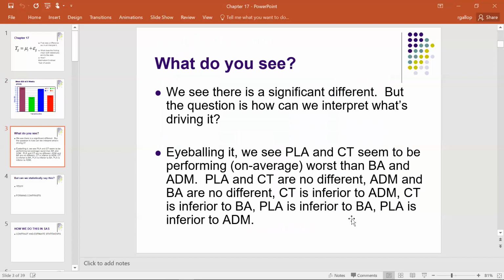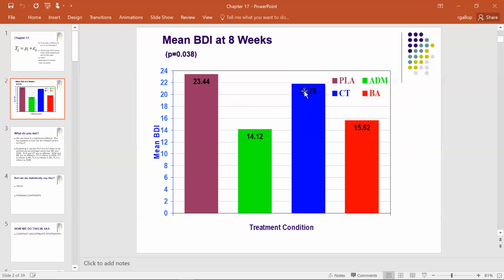So again, what we see driving that overall effect, we see placebo and cognitive therapy seem to be performing on average worse than BA and medication. It appears placebo and CT are no different. That's what we see. Again, we can't really quantify no difference unless we go through that bioequivalence topic we did last week. But it appears CT is inferior to medication. CT is inferior to BA. Again, that's because CT is a lot higher than those two.